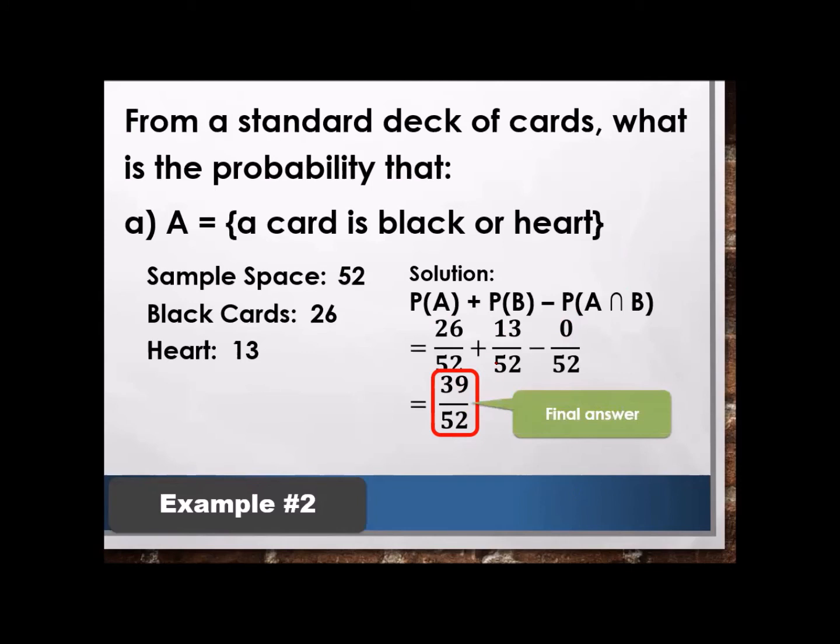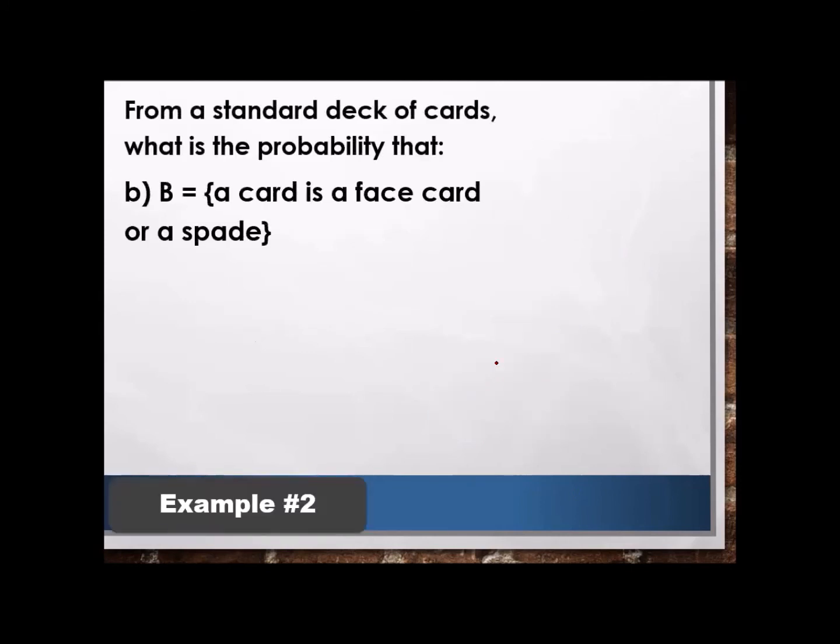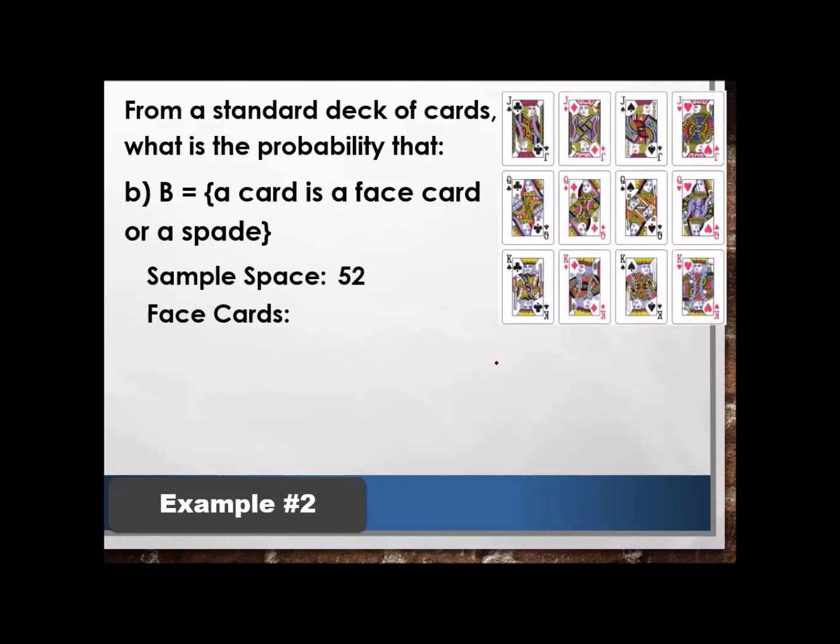Okay, so I hope everything is clear. Next one. The probability of getting a card which is a face card or a spade. Ulit, ang sample space ay 52 at ang face cards ay, ilan lahat yan? We have 12. Ilan ang spade?